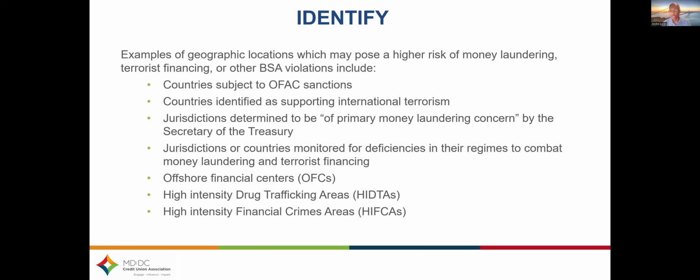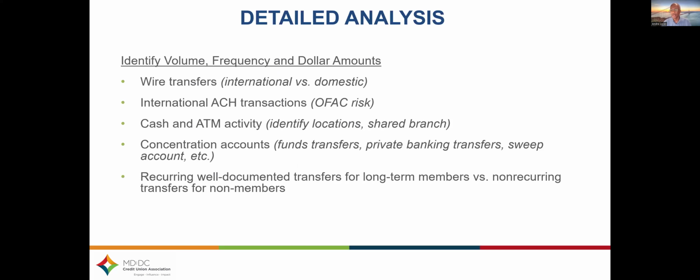So this is what you're identifying with your risk assessment. You're going to identify volumes and frequency, dollar amounts. The higher the dollar amount, the higher the level of risk. Are your wire transfers international or just domestic? International wire transfers have a higher level of risk. Okay, you're looking at concentration accounts, where money is flowing through them. Some of them can be used as a funnel account.